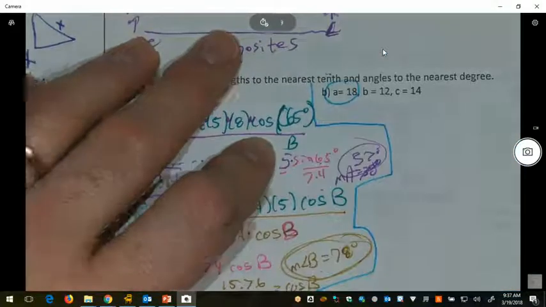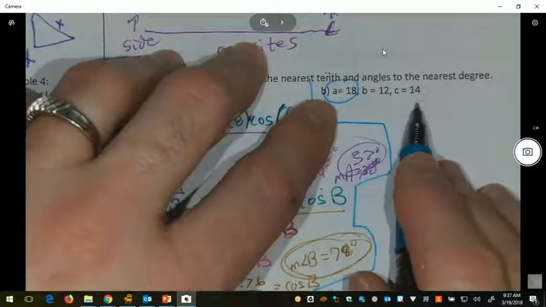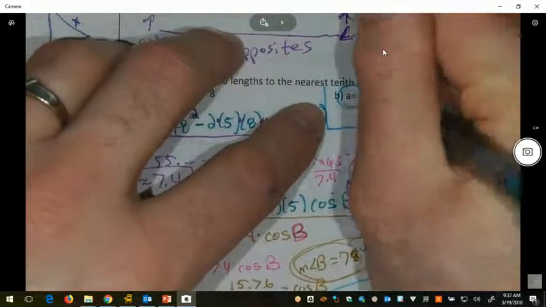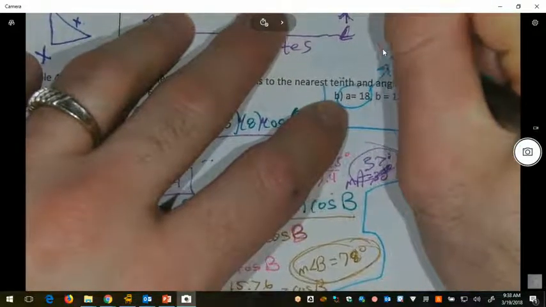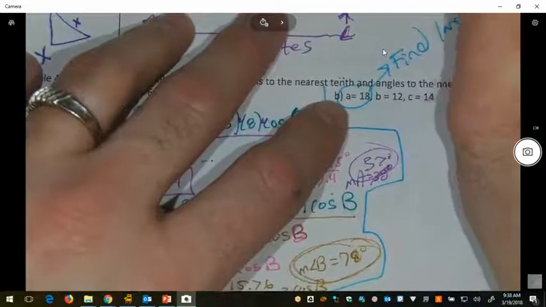A. Because it's the bigger side. I know, right? Normally we make C the hypotenuse. It's not the case with these. They'll number them any random way they want. So find the largest angle first.